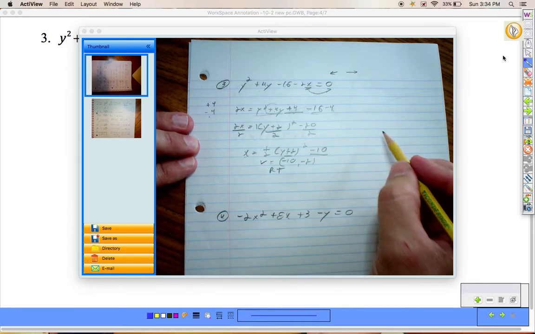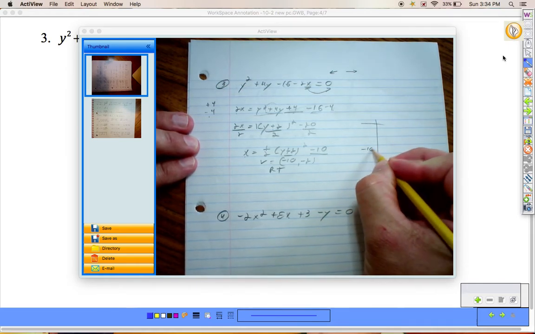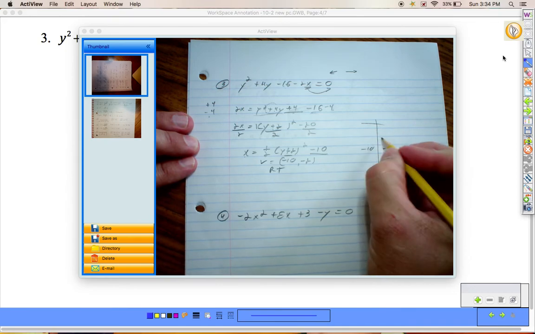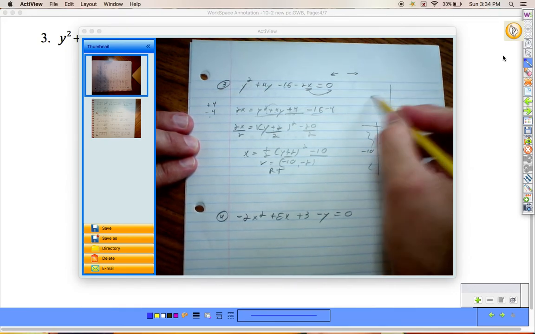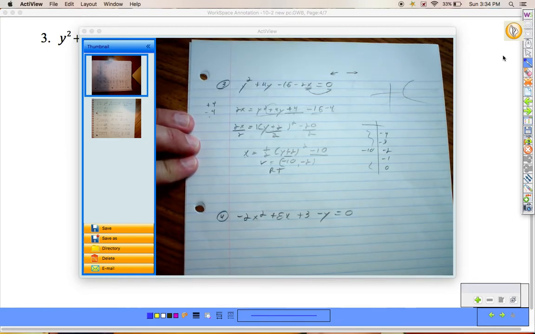All right, I hope we can make the table. Negative 10, negative 2. I'm going to plug into y, go negative 3, negative 4, negative 1, 0, and so on. Draw the parabola somehow. All right, it's all about completing the square.